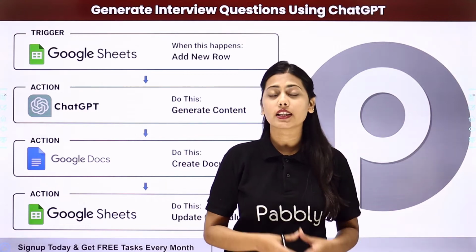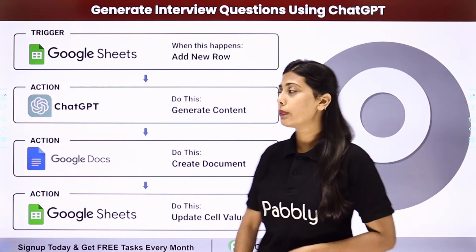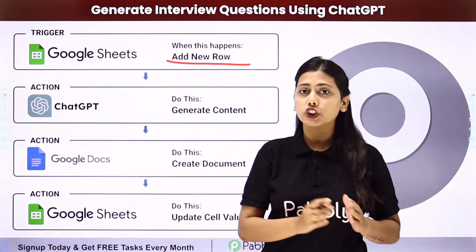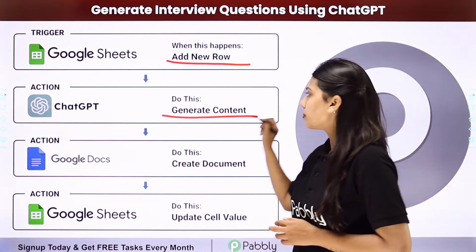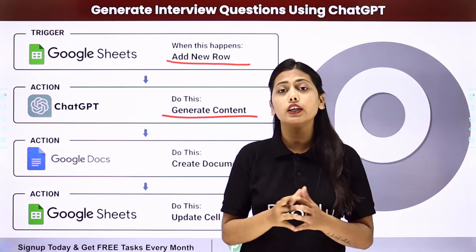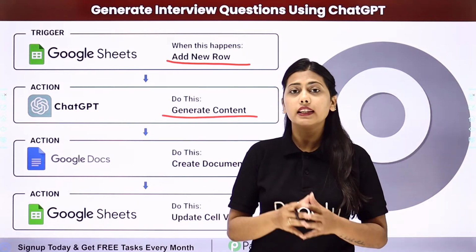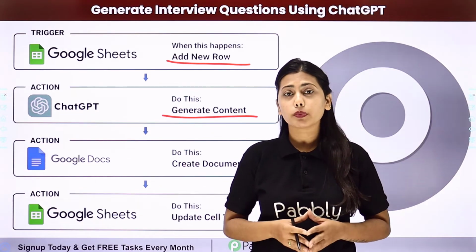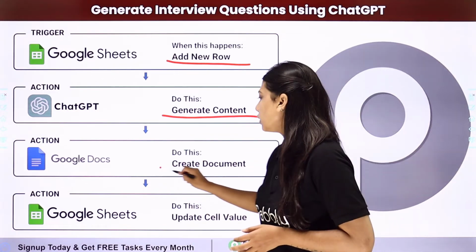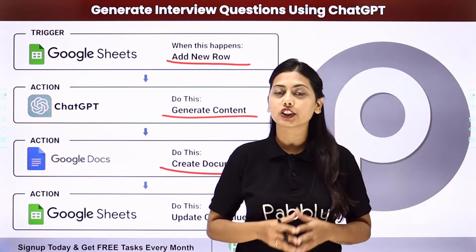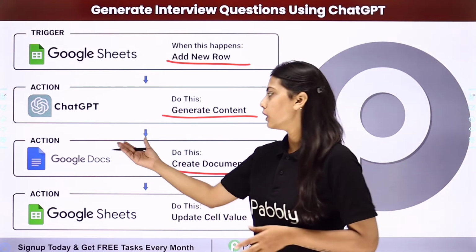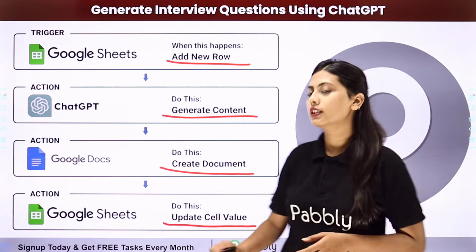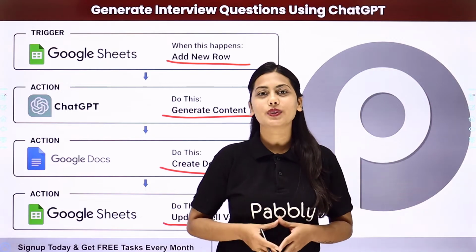In this integration that we are going to create, our trigger will be the new row added in Google Sheet about the job position. Then our first action application will be ChatGPT, where we will generate content or interview questions for the job position. Then we will create a document for that content in Google Docs, that is create document, our second action application. And then lastly, we will update the Google Sheet with the Google document link, that is our last action step. Let us learn how to do that.